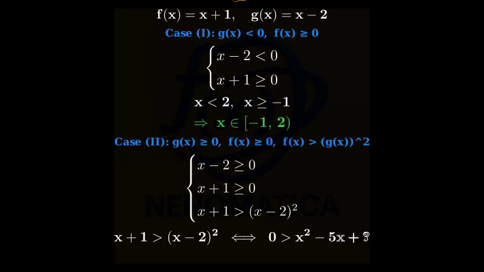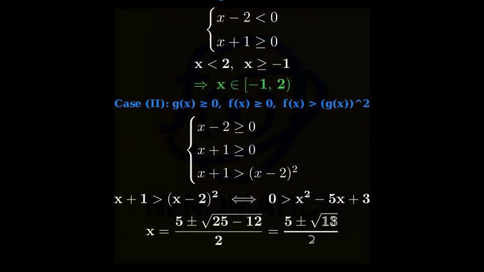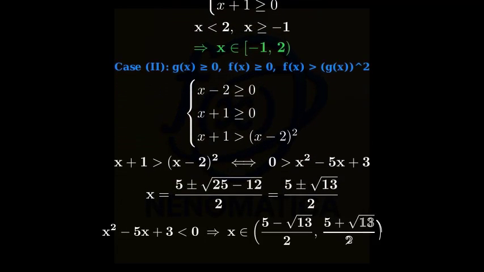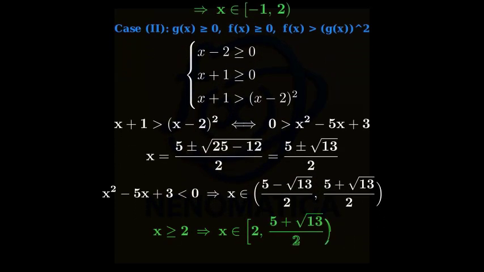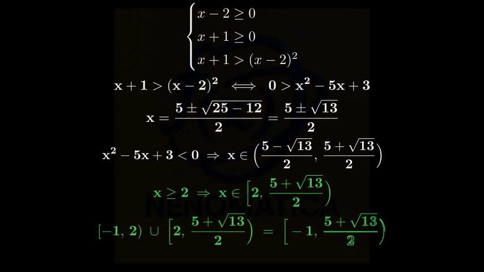Expand, gather terms, and solve the quadratic inequality. Compute the roots to find the open interval. Intersect with x at least 2. Finally, take the union of the two cases. Let us visualize the final answer on a number line and celebrate the result.